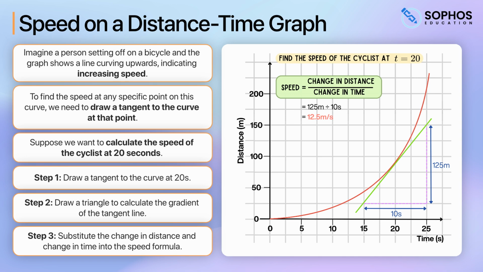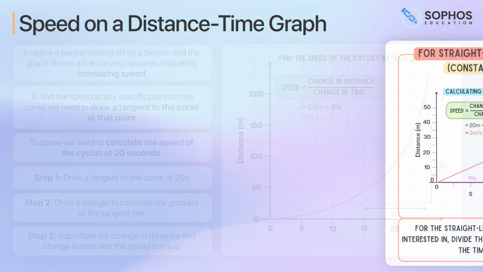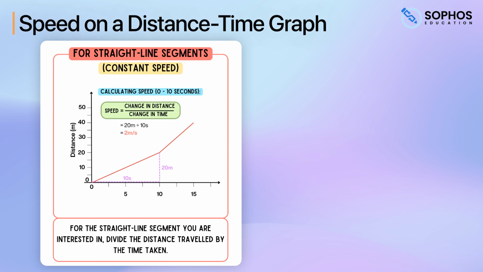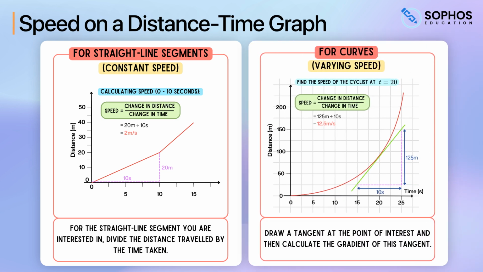From these examples, it is clear that calculating speed from a distance-time graph involves determining the gradient of the line. For straight line segments, which represent constant speed, this is straightforward. Distance divided by time. For curves, which represent varying speed, draw a tangent at the point of interest and then calculate the gradient of this tangent. Understanding these principles allows us to interpret motion effectively and apply this knowledge to everyday situations. For instance, predicting how long a car trip will take or understanding the behavior of different moving objects both in sports and in nature.